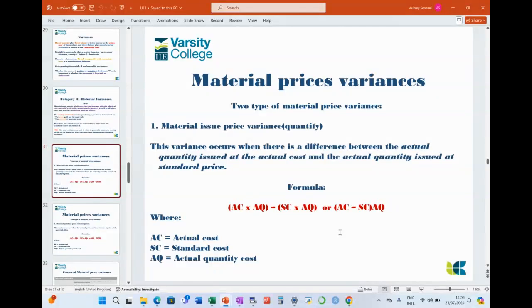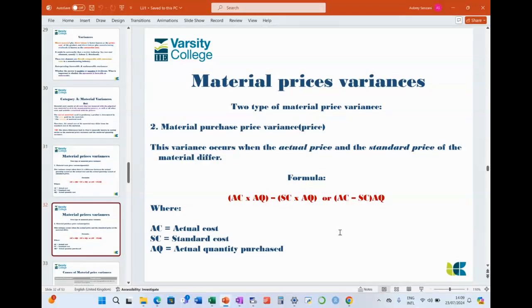So these formulas, you must know them. How do you determine which formula you're supposed to determine? Because you will see the names can be quite familiar. It's saying, okay, material, so we're definitely looking at quantity, okay? Then prices, so then it must be the actual price and the standard price that we are concerned with. Material price variances, okay? Let's look at the next one.